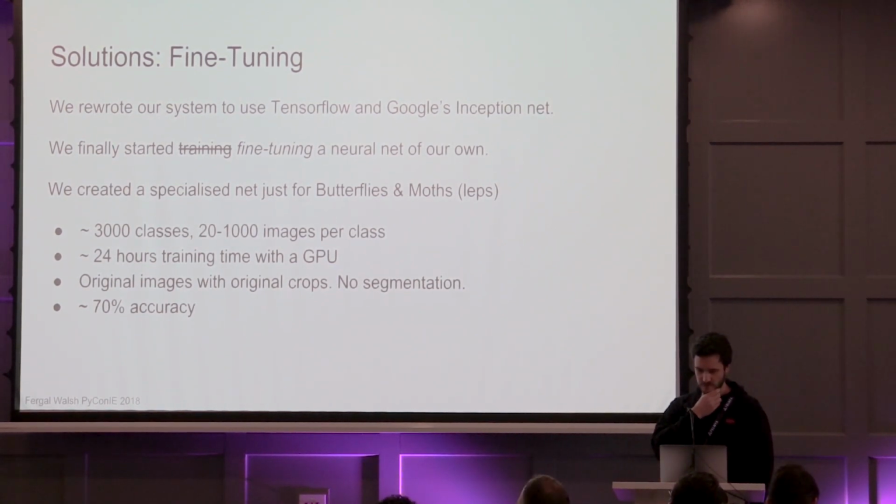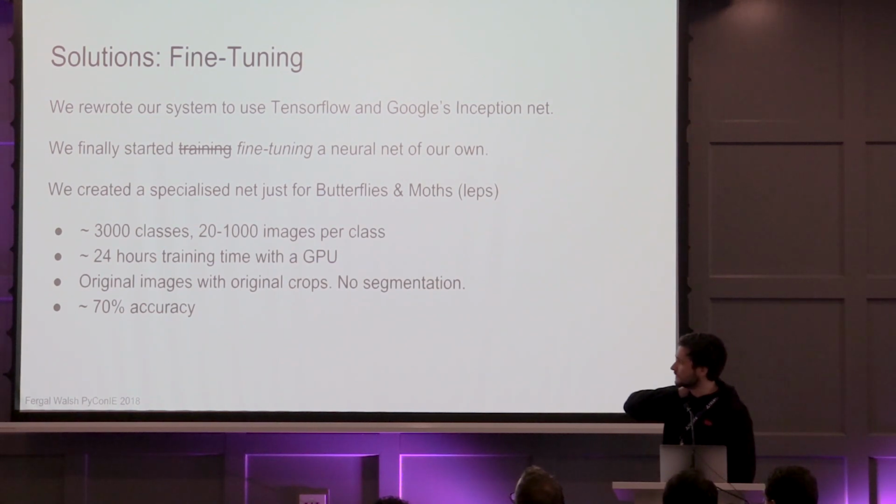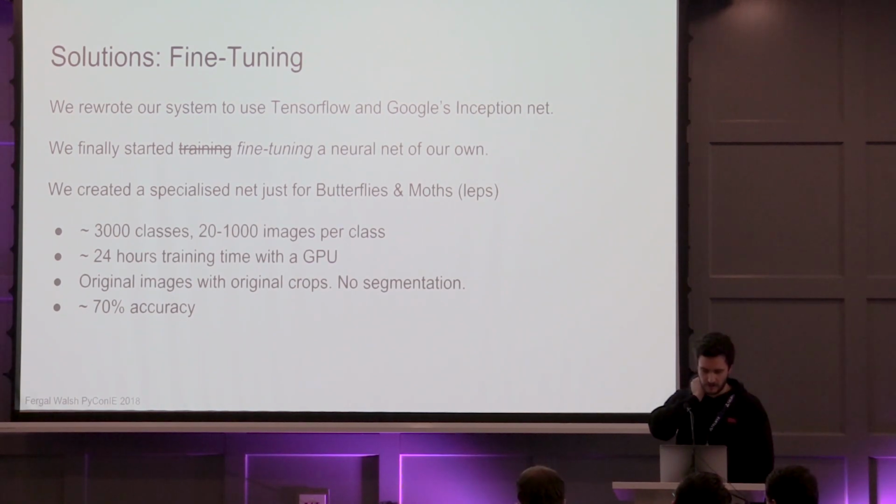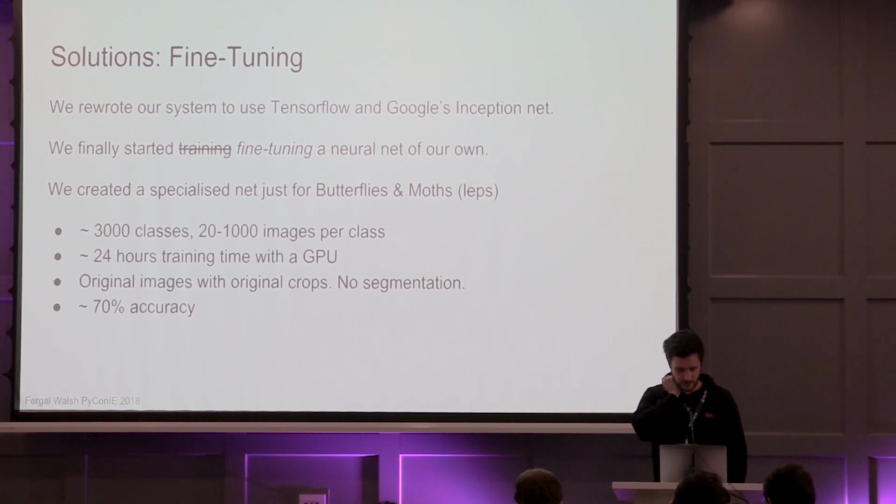So we did this. We experimented with just butterflies and moths, Lepidoptera, which from now on I'll just call leps. And so we had about 3,000 classes, varying between 20 to 1,000 images per class. It took about 24 hours of GPU time to train.